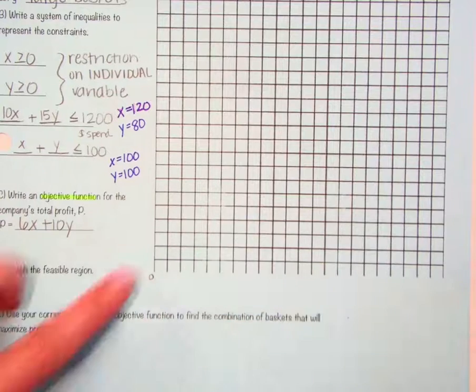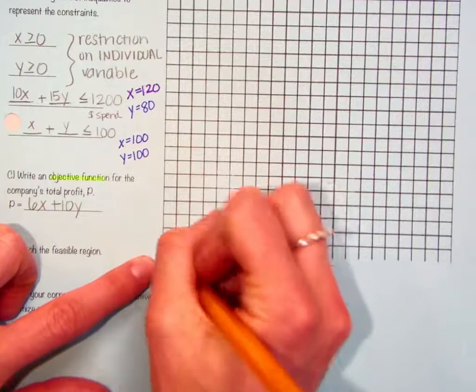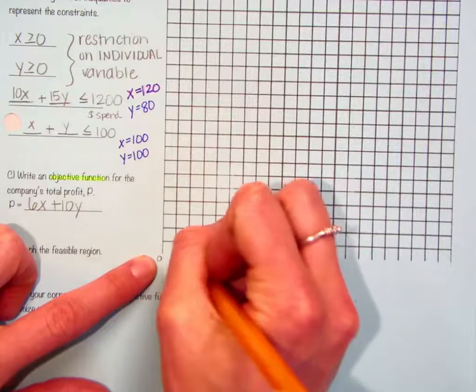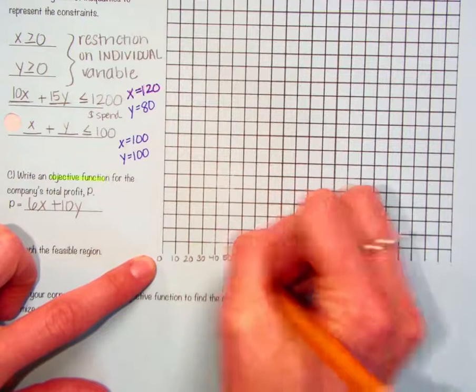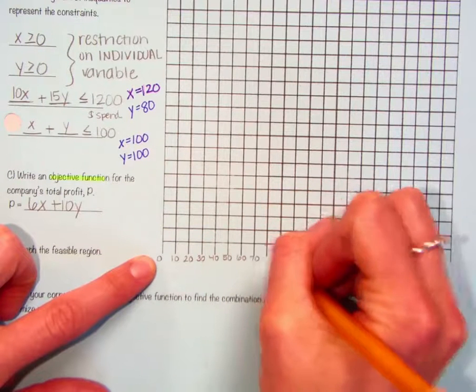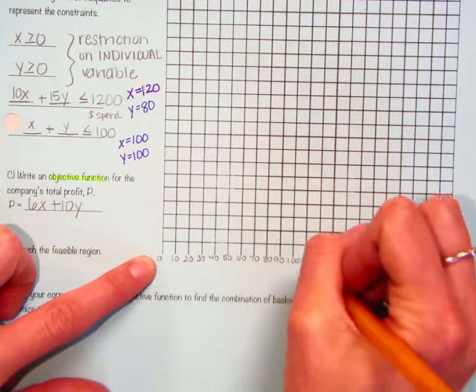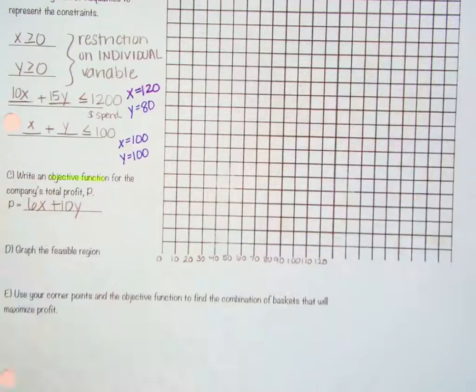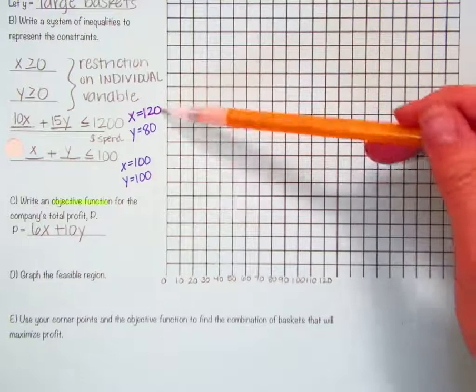So I'm going to start at 0 right here. That would be my origin. And then I'm going to make each tick mark go up by an increment of 10. And we can stop at 120 since that's our biggest value for x. I don't need to graph higher than that.